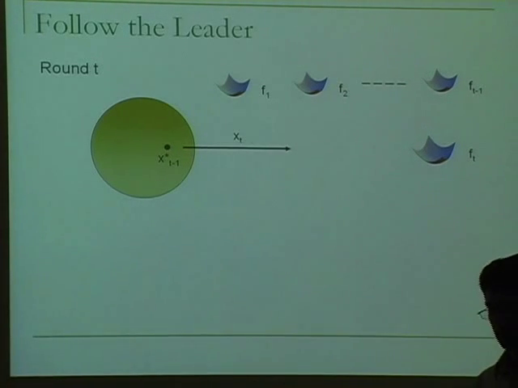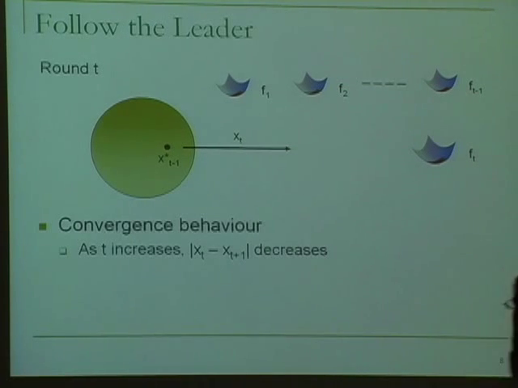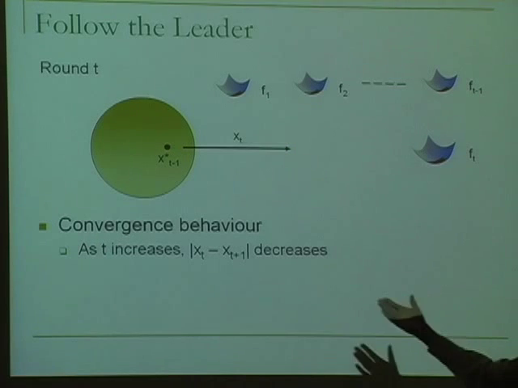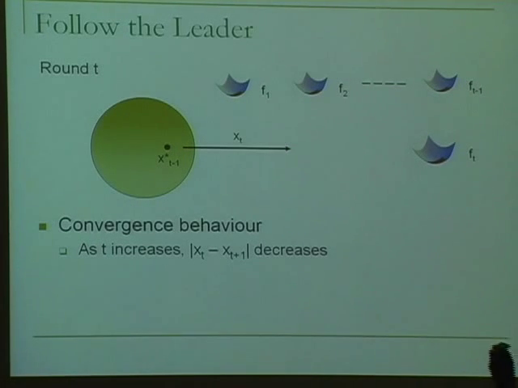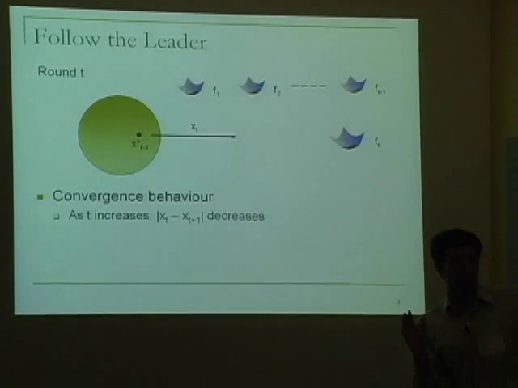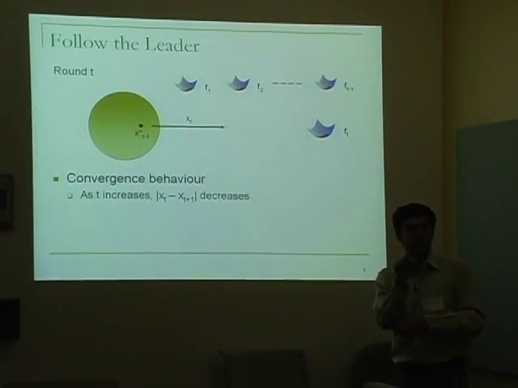So one small observation is that follow the leader has some sort of convergence behavior. It's not hard to see that as t increases, the distance between xt and xt plus 1 decreases. Because suppose you're at the millionth step, you take the minima of a million functions. Now you add another function to it, which is just bounded, and you find the minima for that. That's just going to shift by a little bit.